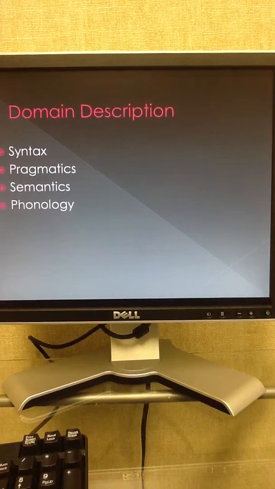The DELV has 4 different domains within the test. It has syntax, pragmatics, semantics, and phonology domains. All these domains are used to assess language skills and abilities that allow the clinician to distinguish children whose language and/or phonology is disordered or delayed from the children who are developing language and/or phonology normally. The results of assessing these domains provide the clinicians with a linguistically sound foundation for remediation.